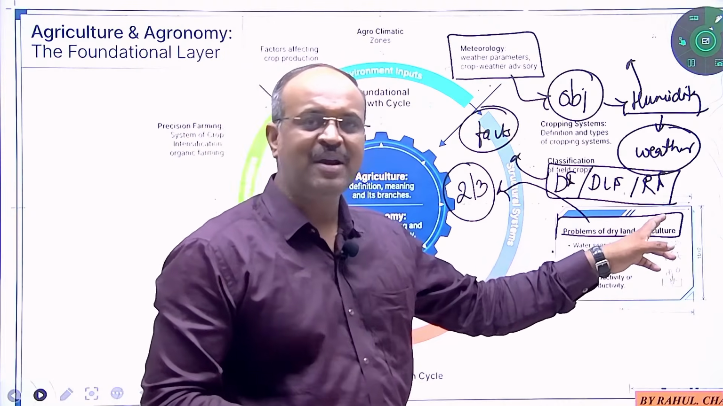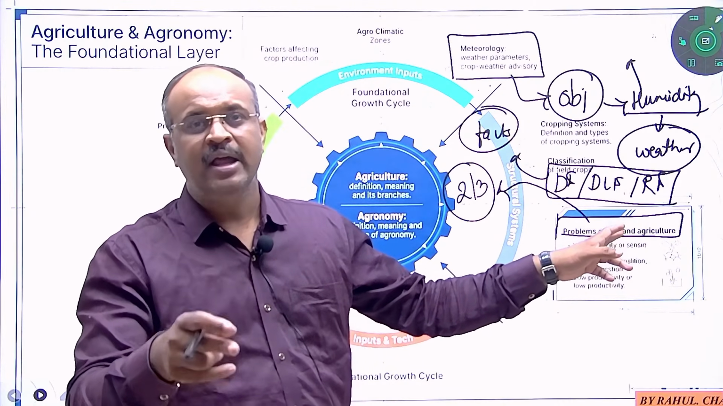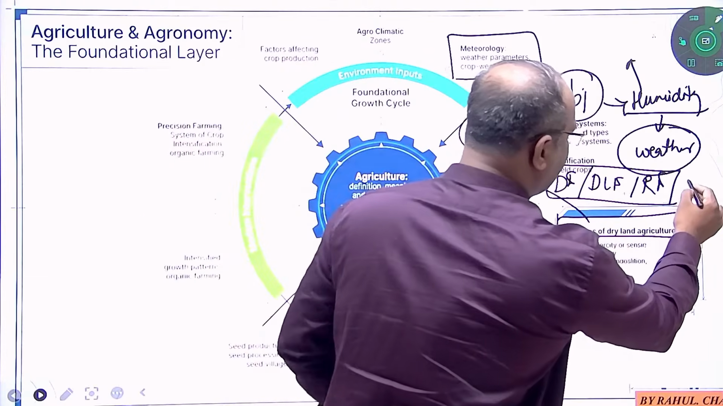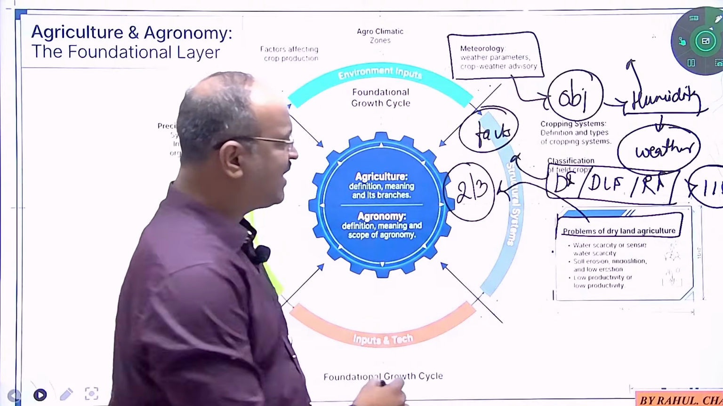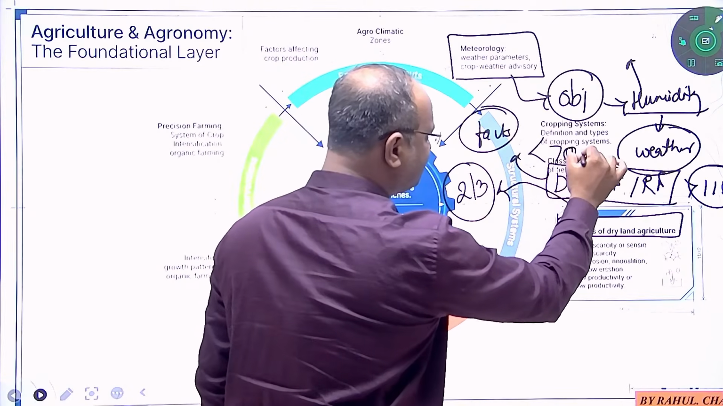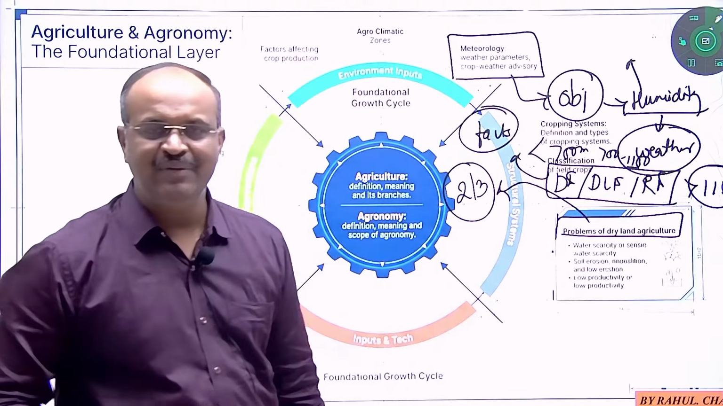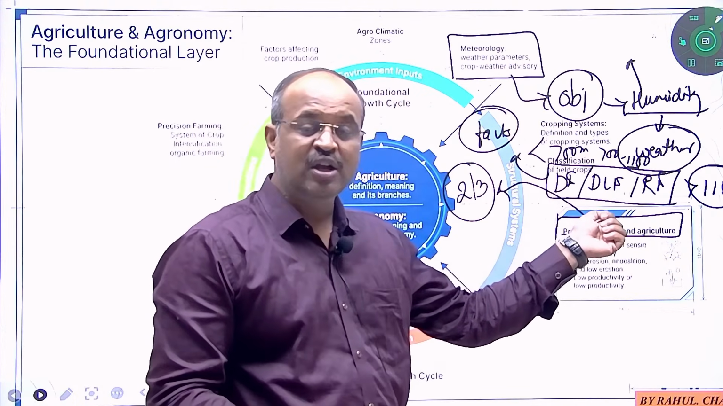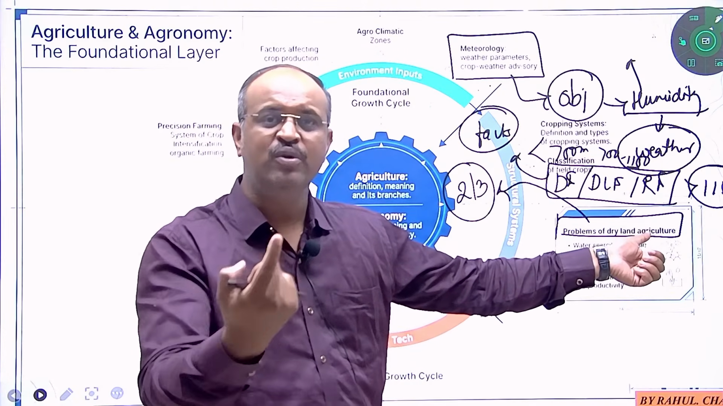What is dryland farming? The rainfall varies from 750 to 1150 mm, and more than 1150 mm is rain-fed farming. So we can say less than 750 mm, 750 to 1150 mm, and more than 1150 mm. So those are the definitions with respect to dryland farming and rain-fed farming. These are the subtopics you need to understand.